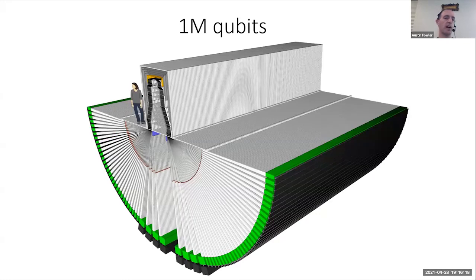So this is what our current vision of an order 1 million qubit computer would look like. A great long fridge, a linear chip made of multiple sections, and all your control electronics filling a very large building in a kind of Noah's Ark style design.